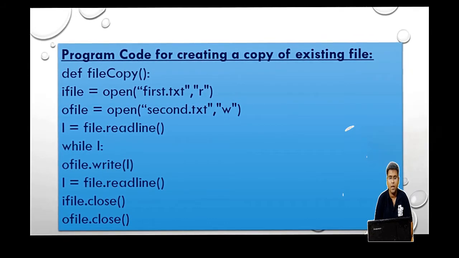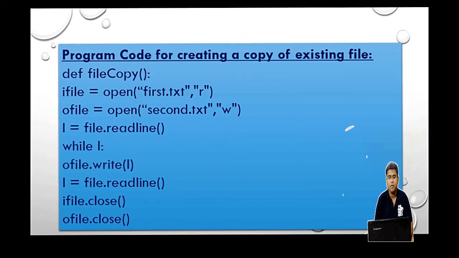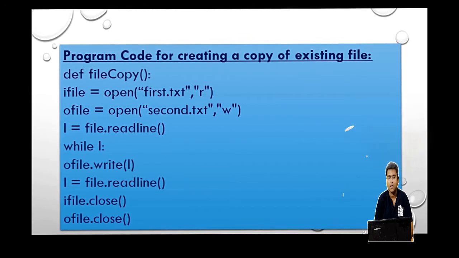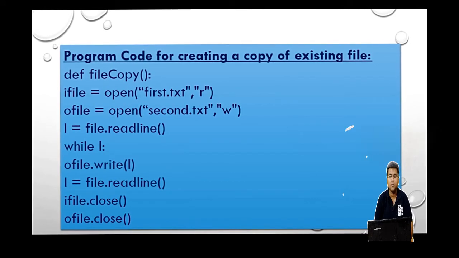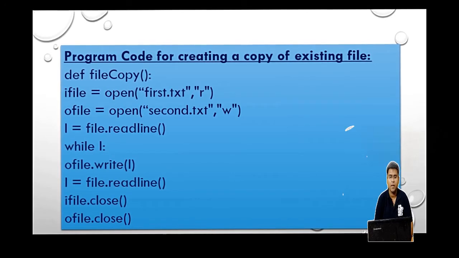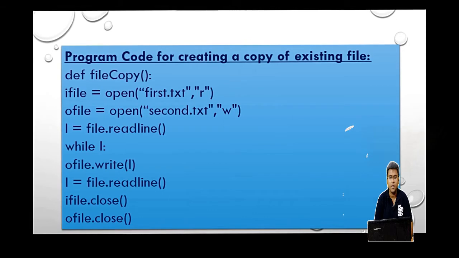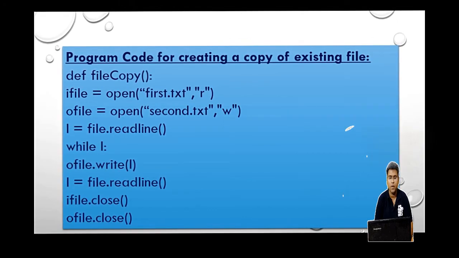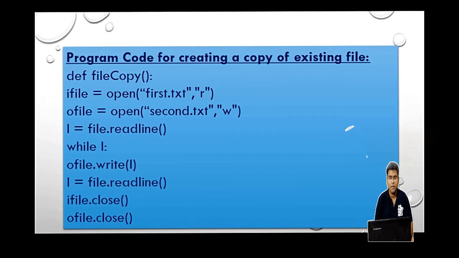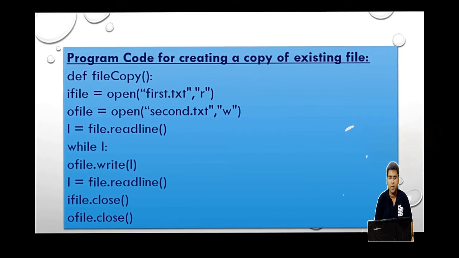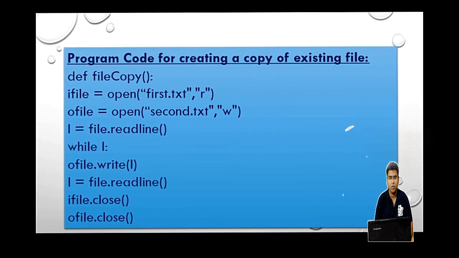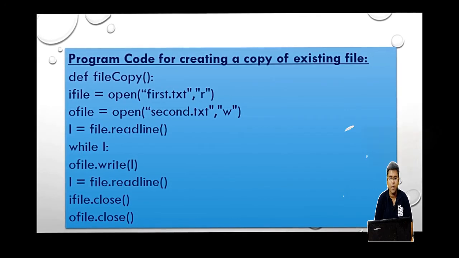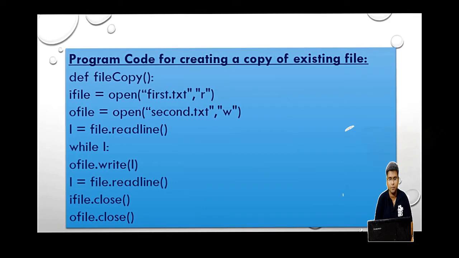I file equals to open first.txt and the mode is R. The name of our first file is first, and this is a text file, and I have chosen the mode as reading mode. Then in our next line, I have created a new file, the second file, the name of the file is second.txt and the mode is write W. The data of the first file is in I file and the second file is O file.